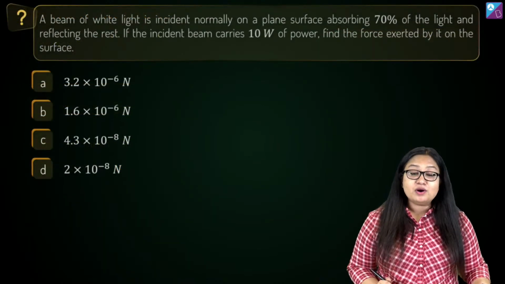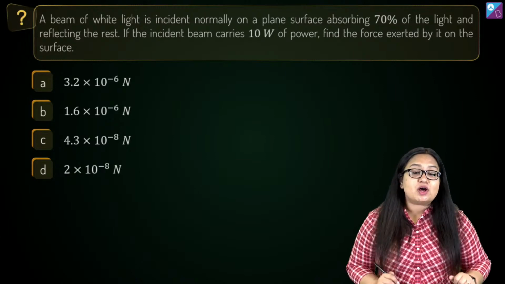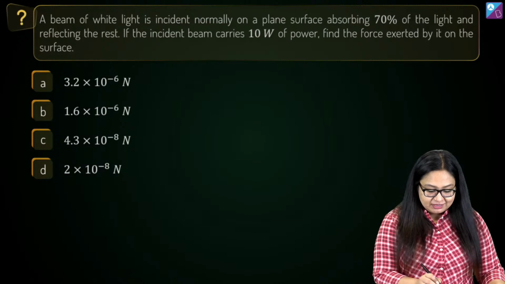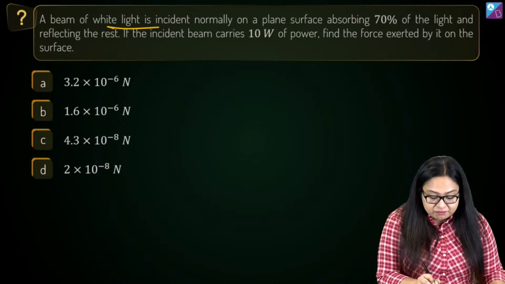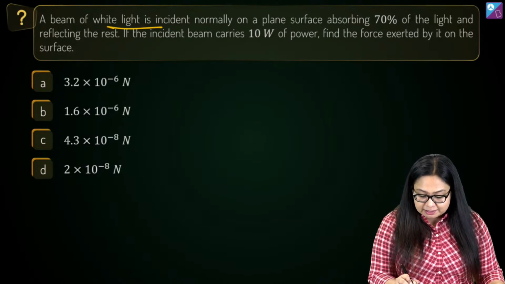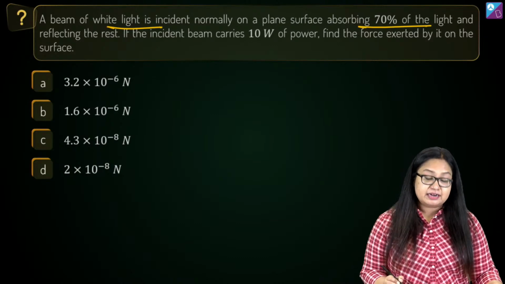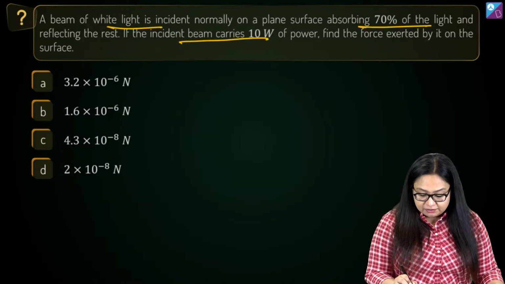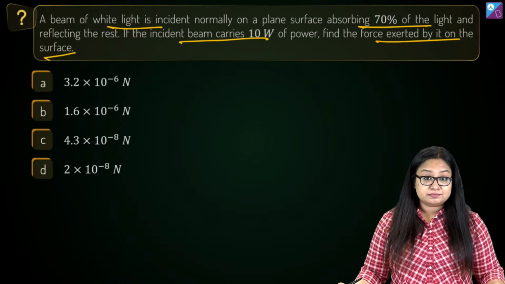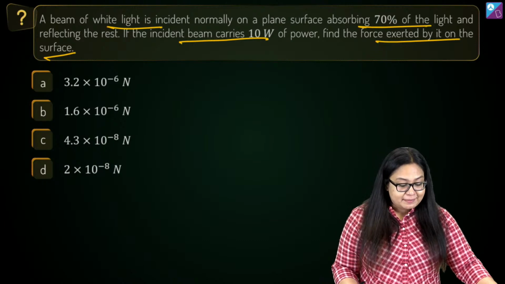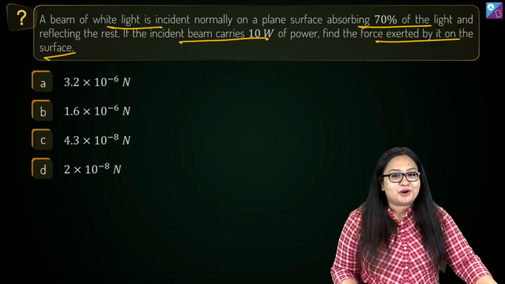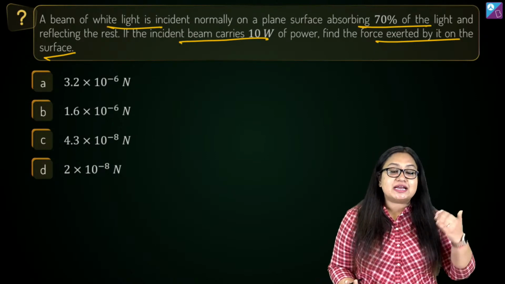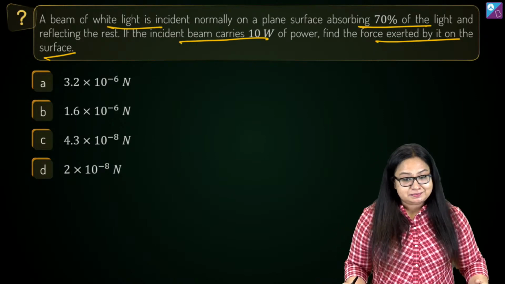So, here we go. I've got a question for you. Quickly solve it. Quickly tell me what the answer comes out. Alright? So the question says, a beam of white light is incident normally on a plane surface, absorbing 70% of the light and reflecting the rest. If the incident beam carries 10 watt of power, find the force exerted by it on the surface. Okay. 4 options are given here. Come on, quickly solve this. And yes, as I've told you, these are the type of questions that come in NEET. Alright?